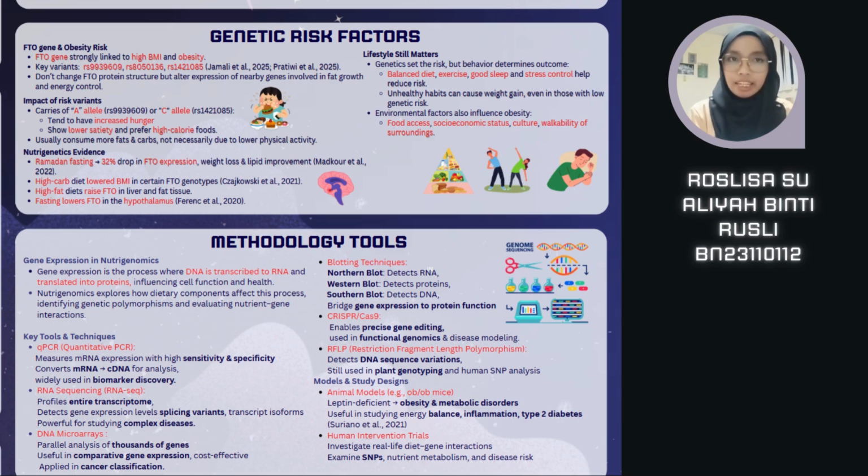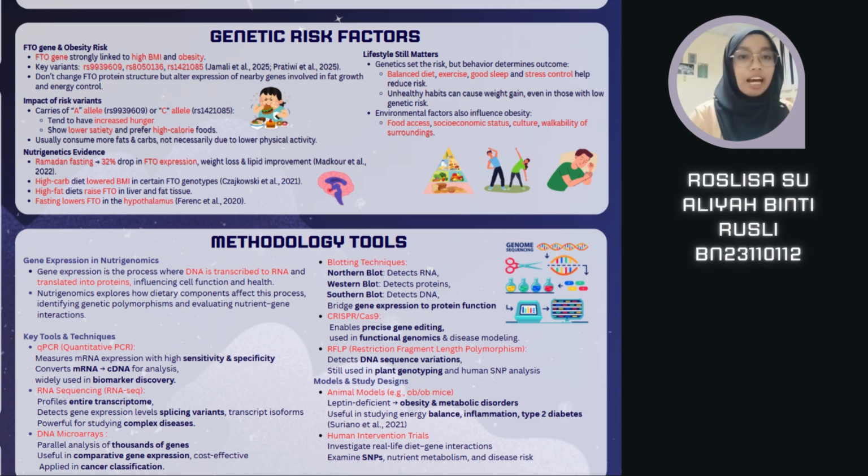Lifestyle and diet still matter, even for those with these genetic variants. For example, Ramadan fasting has been shown to lower FTO expression by 32% along with weight loss and improved blood lipids. Another study also found that a high carb diet actually lowered the BMI in individuals with certain FTO genotypes.